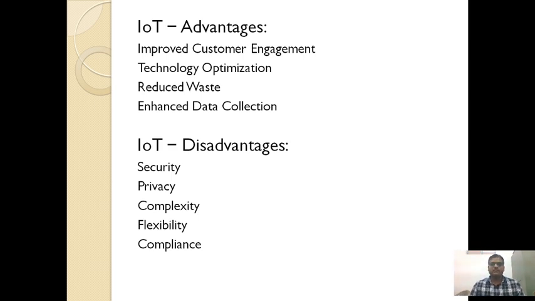Last is compliance. IoT, like any other technology in the realm of business, must comply with regulations. Its complexity makes the issues of compliance seem incredibly challenging, even though many consider standard software compliance to be easier. So these are the advantages and disadvantages of IoT.